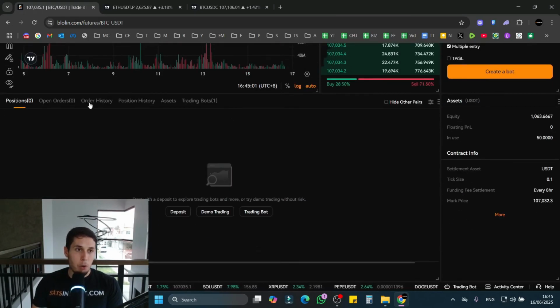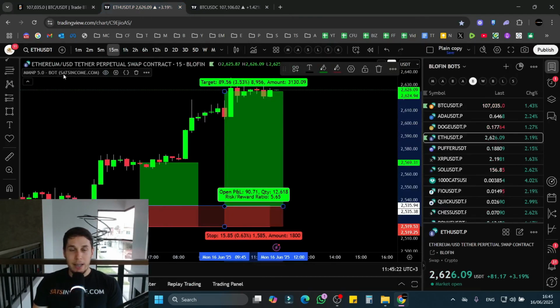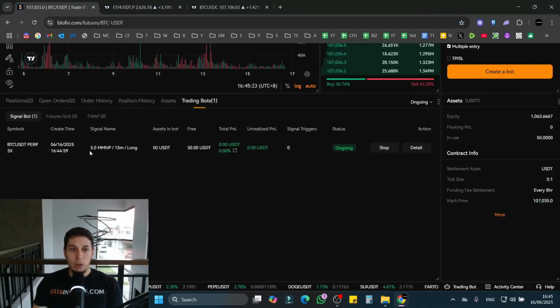Where can you find the bot? Right here, trading bots. This is where you can find it. Now we have the bot up and running. My question to you guys is, is this bot actually going to start opening and closing trades? Is it going to start trading? It's up and running. Is it going to start trading? No. Why? Well, because I haven't connected it to the indicator on TradingView, right? So this bot, even though it's active, it's not really going to enter any trades.